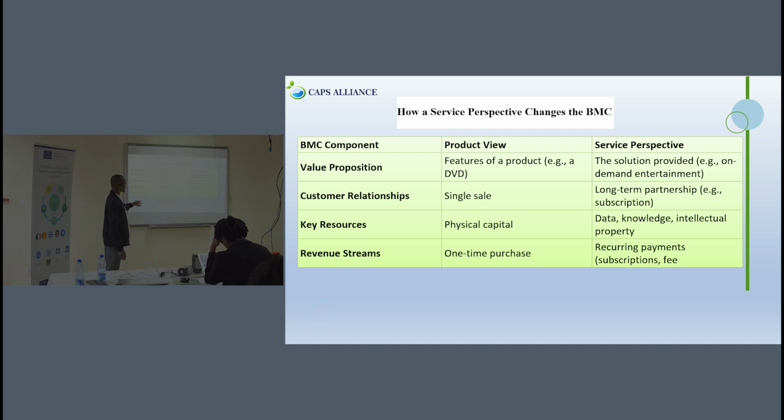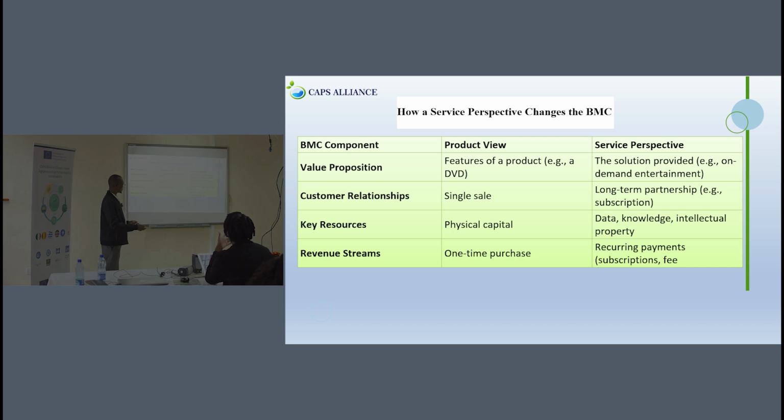Under customer relations, the product view is a single sale. You just sell that DVD once and that's all. I will make my profit, then move on. But under the service perspective, you require a long-term partnership. So if you are making a movie, maybe Afro cinema, you continue producing and you make your profits. The key resources under BMC are physical capital.